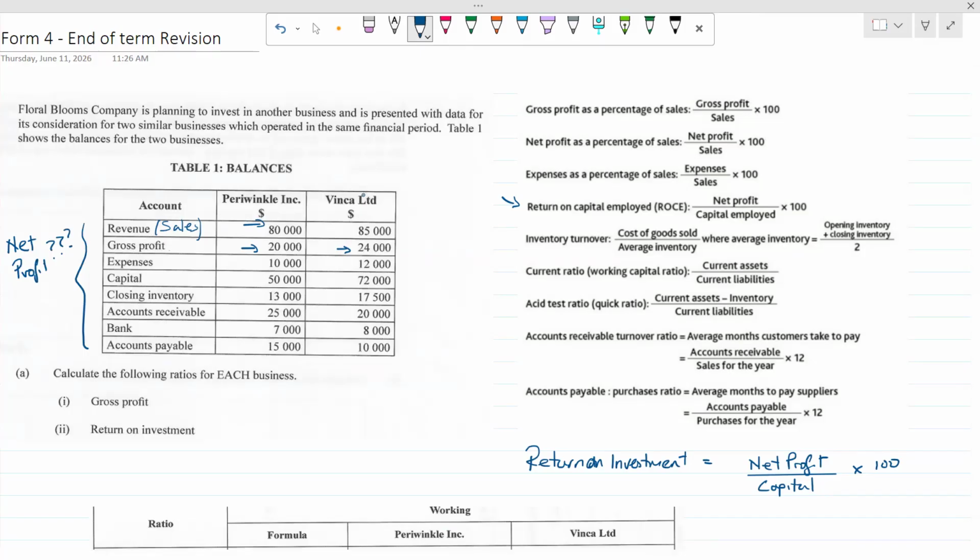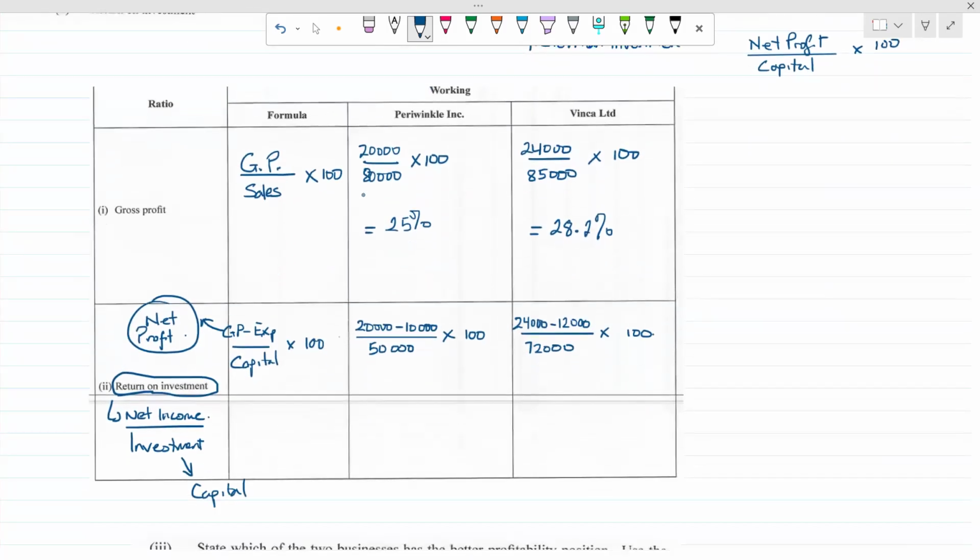Net profit is found by taking our gross profit and subtracting our total expenses from it. This is how we find net profit. So we have to adjust our formula accordingly, because we do not have a net profit figure to put here. We would use gross profit minus our expenses, so we could find out what our net profit is, and then divide it by our investment, which is the capital, and multiply by 100. That will give us the percentage return on our investment. Make sense?